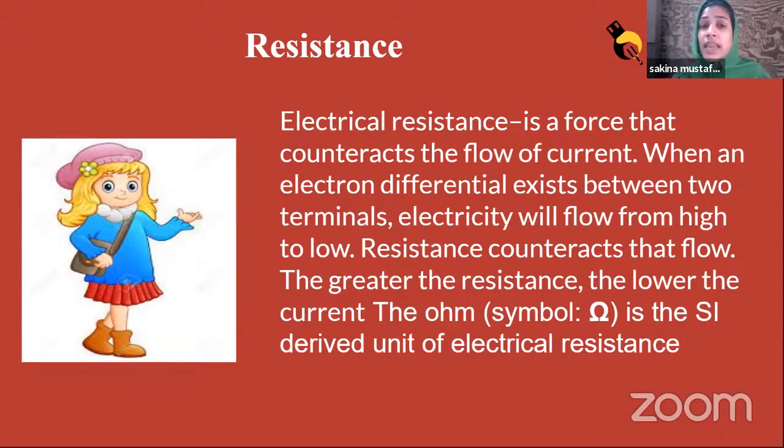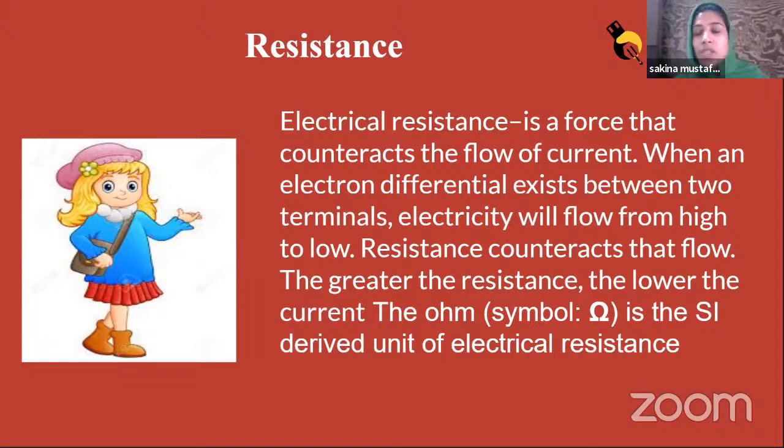So when an electrical potential difference exists between two terminals, the electricity will flow from high to low, right? We already understood that, just like water, it will flow from high to low. So resistance counteracts that flow. It will lower that flow. The greater the resistance, the lower the current. So if we give so much resistance, the current will go down, and it is measured with the symbol ohm, which measures how much resistance we are providing.